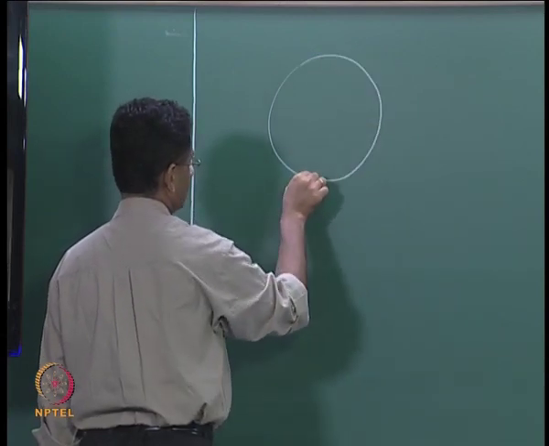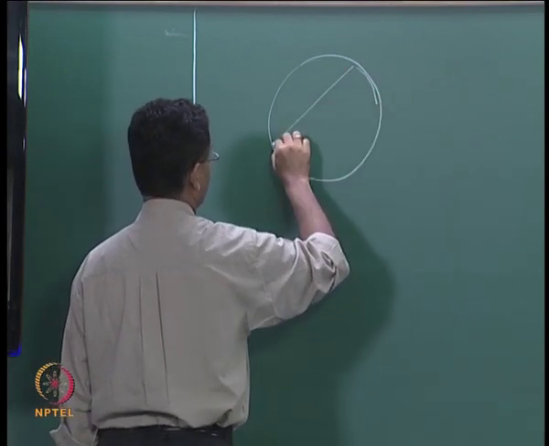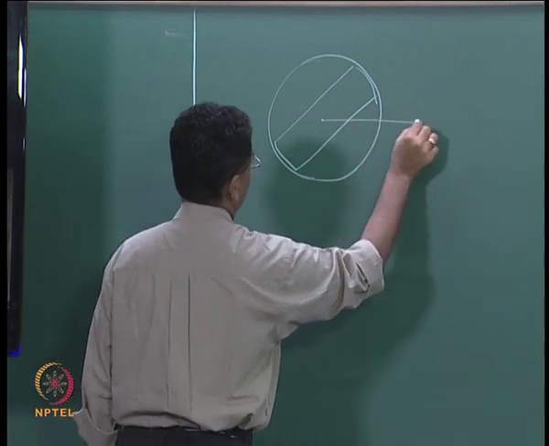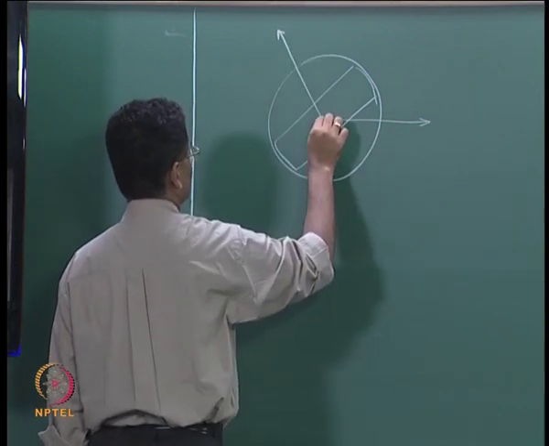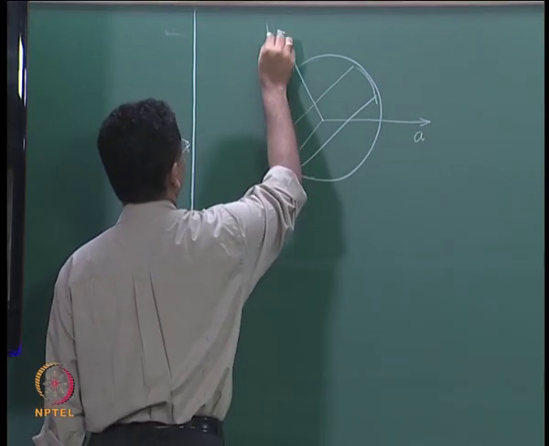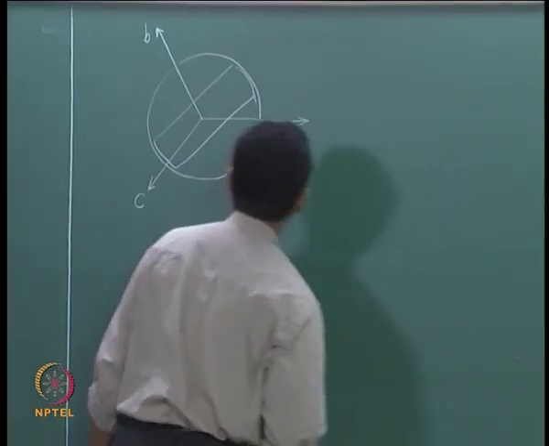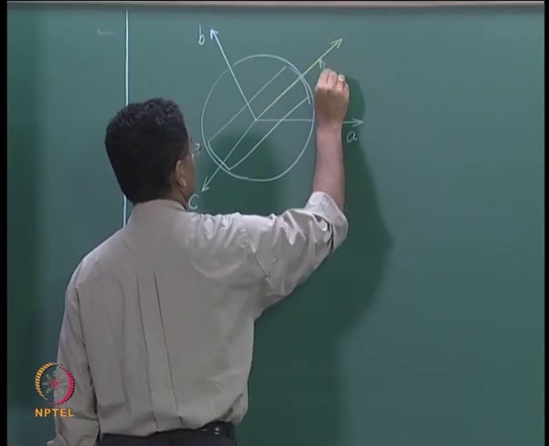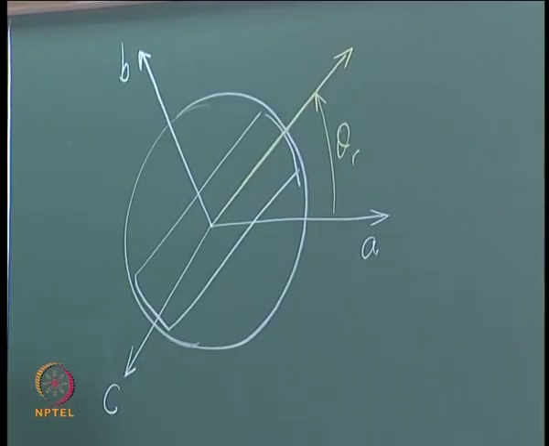What we have is the stator of the synchronous machine, and symbolically we represent the salient pole rotor in this fashion. So, what we have is the axis for the A phase, axis for the B phase, and the axis for the C phase. Then we have the rotor axis, here, and this angle is theta r. So, that was the system that we had considered.